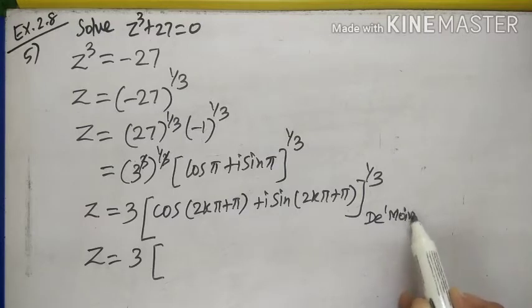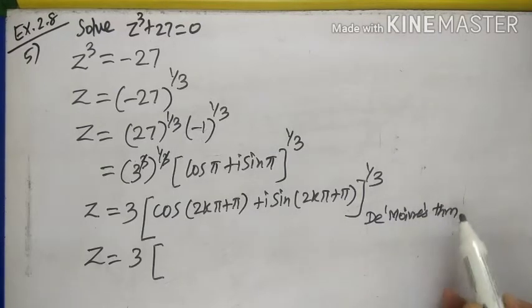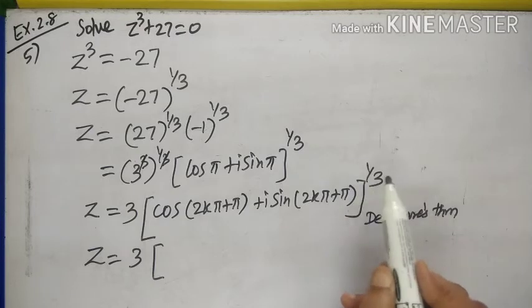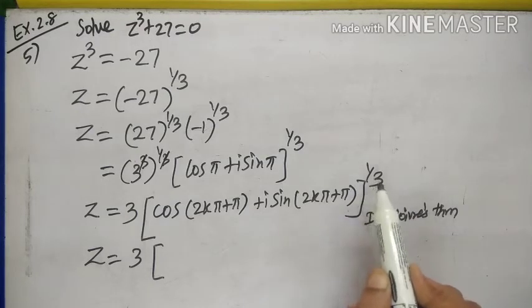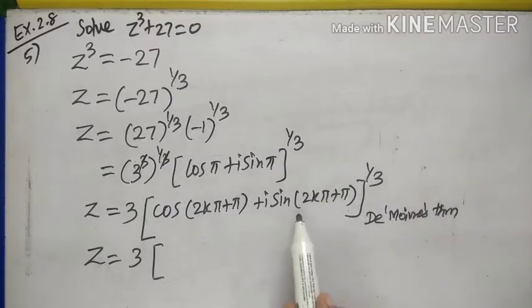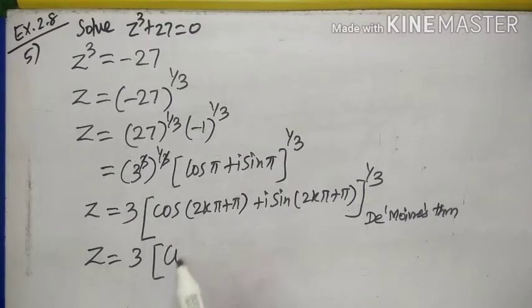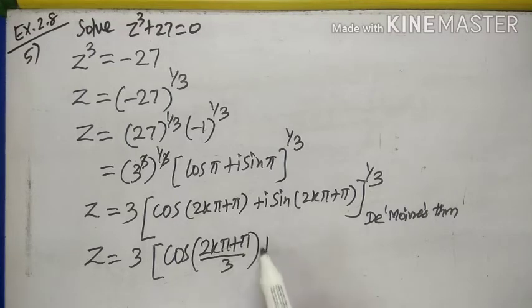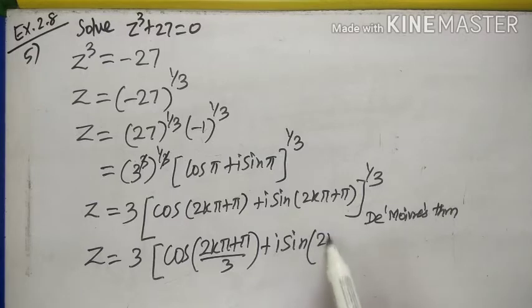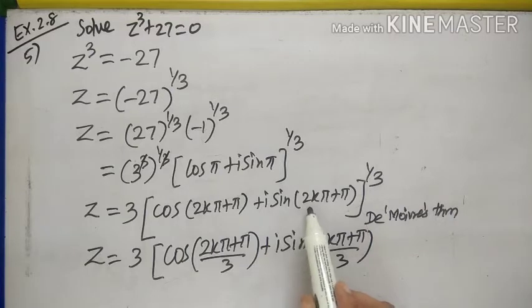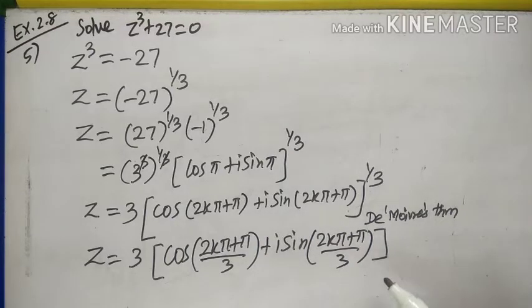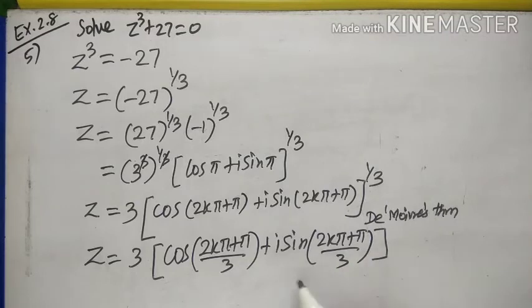Let us remember, de Moivre's theorem tells the power, whenever it is positive integer, negative integer or fraction, say rational number, it can be brought to the argument. So I will rewrite this as cos of 2k pi plus pi by 3 plus I sin of 2k pi plus pi by 3. So the power is brought to the argument using de Moivre's theorem. And once I apply the power, I have to immediately write what is k. K is 0, 1, 2.